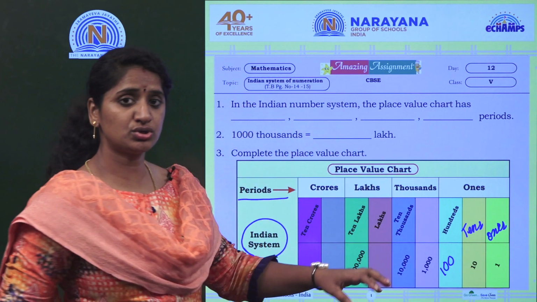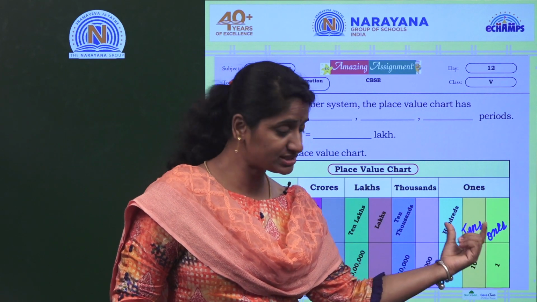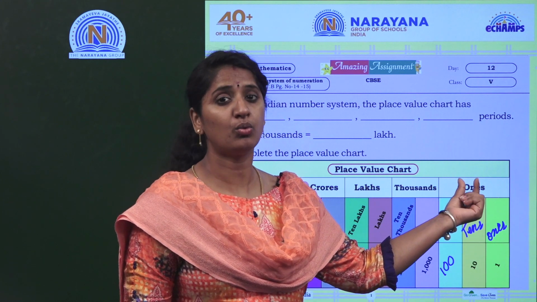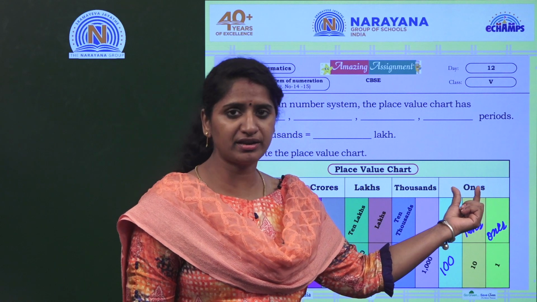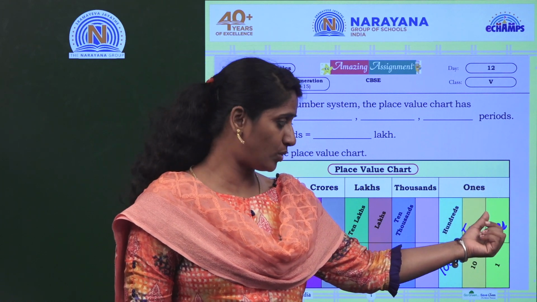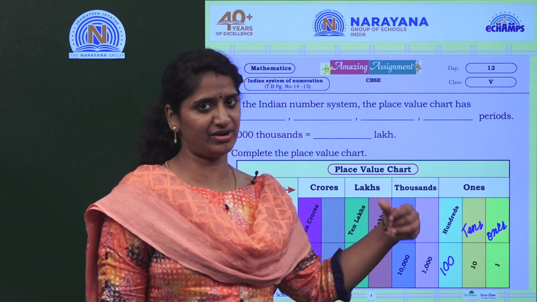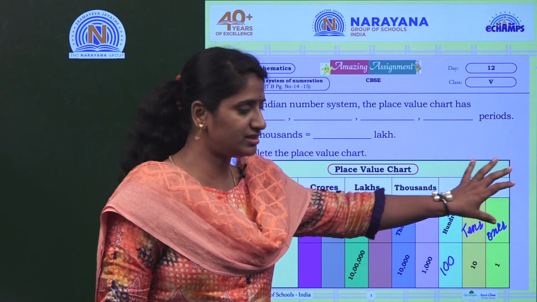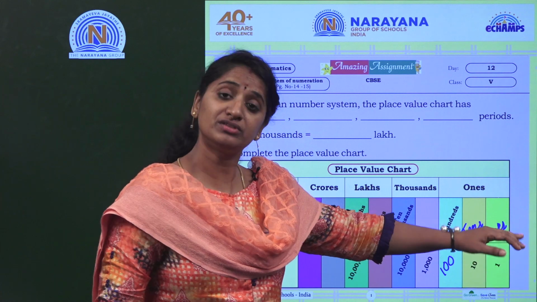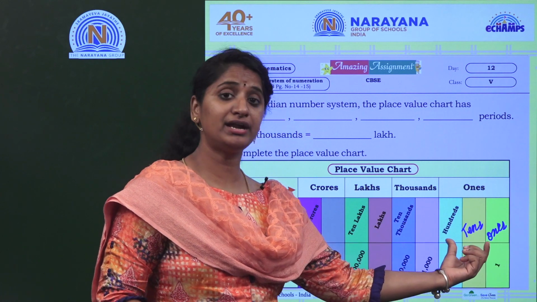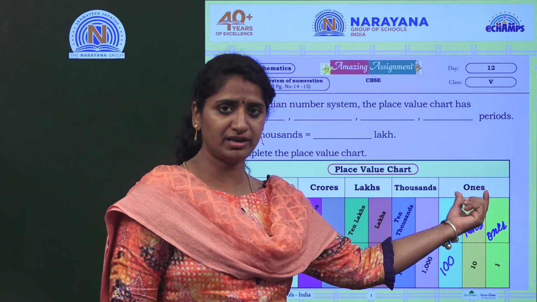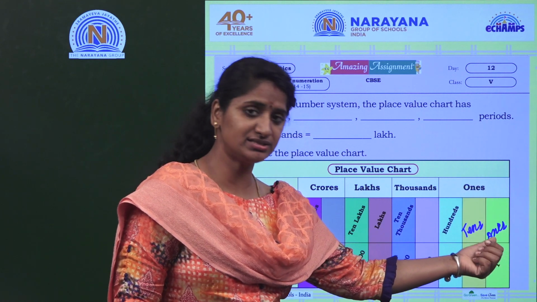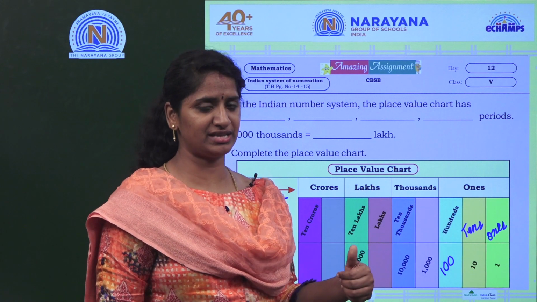We can club all these three places together and call it the ones period. So in the ones period, how many places, children? Ones, tens and hundreds. I am repeating: in the ones period, these three places club together and we call it the ones period.